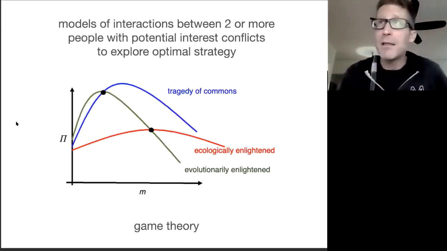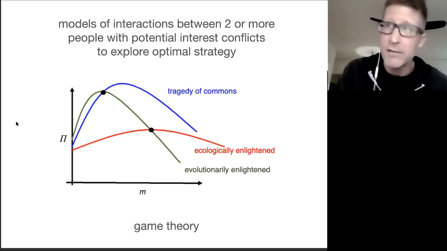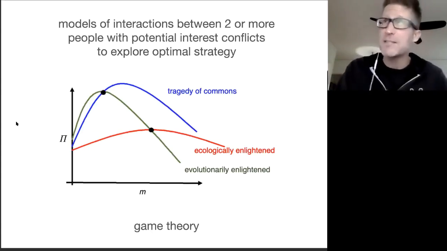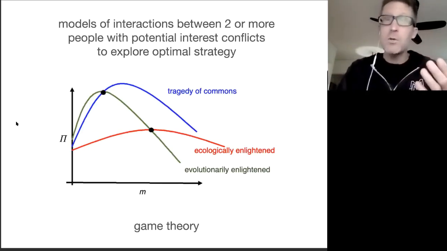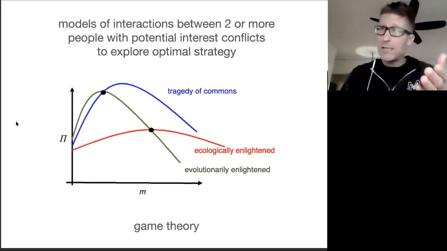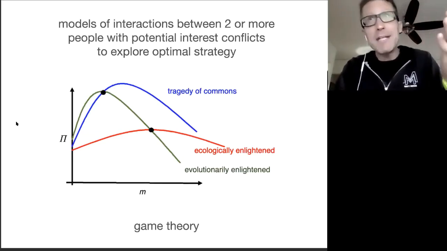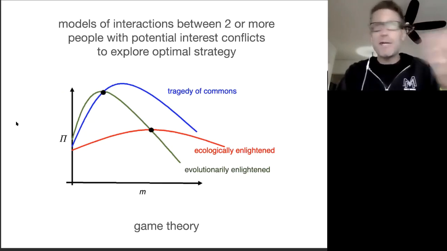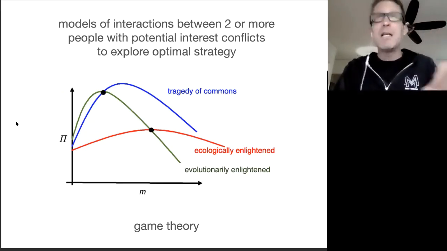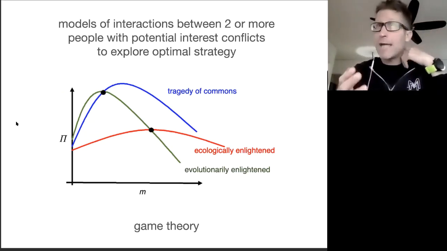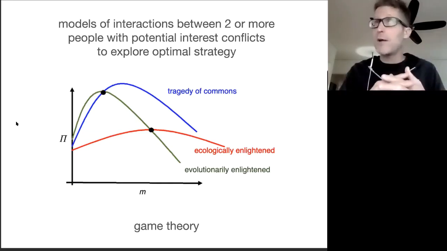And in my line of work in ecology and evolutionary theory, both in natural systems, and people are natural systems too, we think about game theory a lot. So these are models of interactions, i.e. meetings, between two or more interactors, i.e. people, with potential, not always aligned, conflicts of interest to explore optimal strategy.